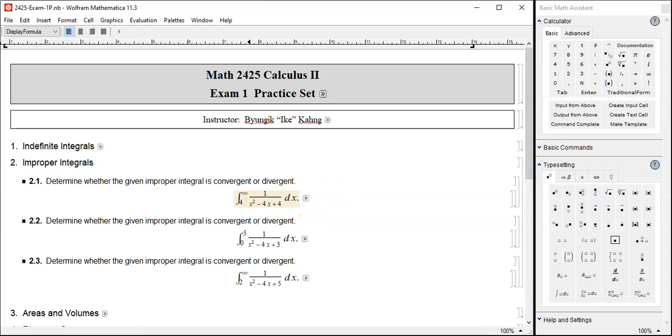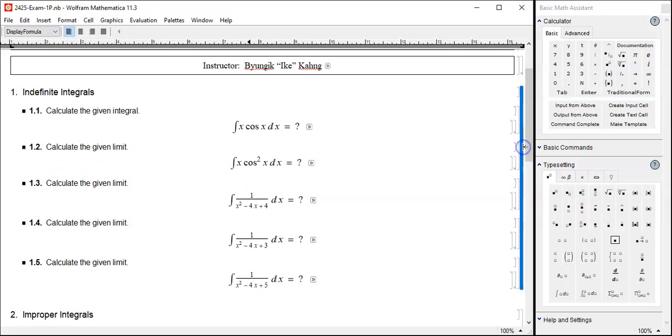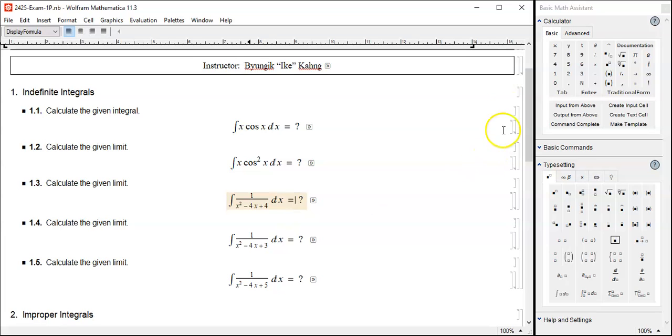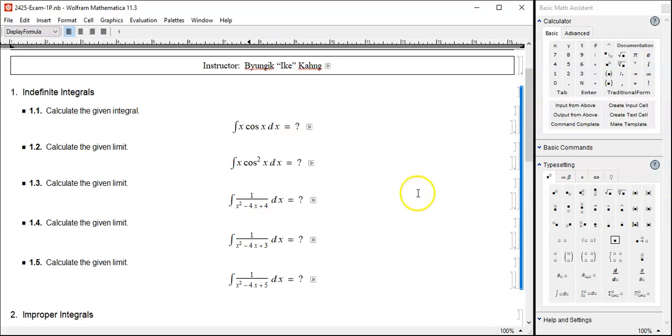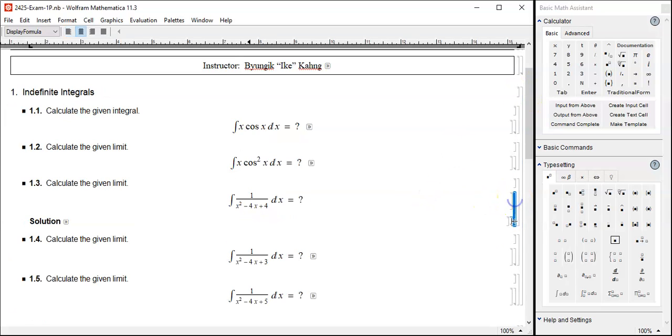Determine whether the given integral converges or diverges. Now, have you seen this integral before? You have. It's right here. Of course, this was the antiderivative, the indefinite integral. This one is definite. Let's go back to this problem here. What did we do?